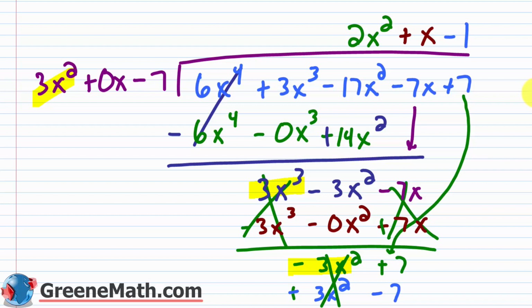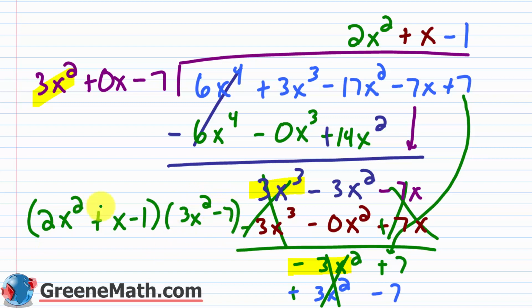Okay, so that's pretty easy overall. And you can verify this by doing 2x squared plus x minus 1, okay, multiplying this by this guy right here, your 3x squared minus 7, okay? If you do this multiplication, you're going to get back to this original dividend, okay? So that's how you can check your work.